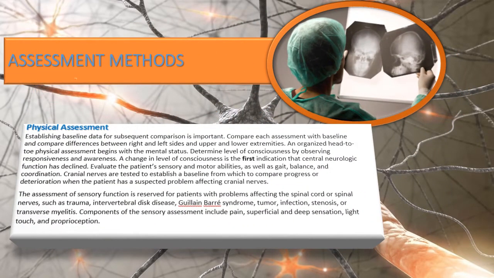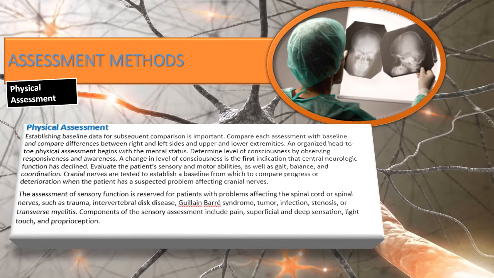In the physical assessment, it's important to establish baseline data on your neurological patients. You need to be able to compare this baseline with any changes, and you want to be able to tell differences between the right side of the body and the left side of the body. You want to tell differences in the upper extremities and the lower extremities.